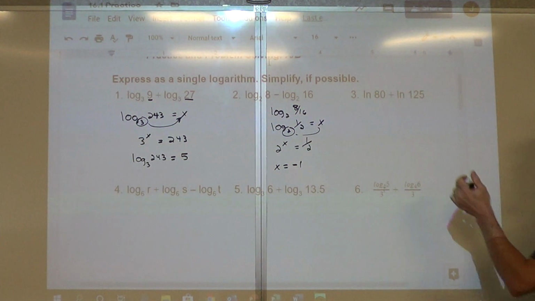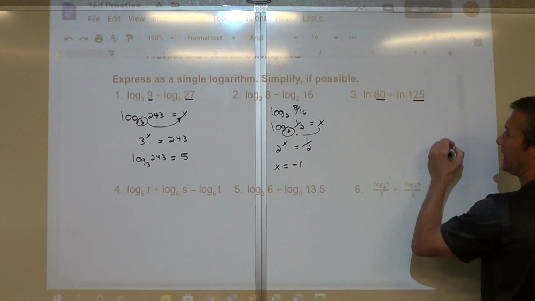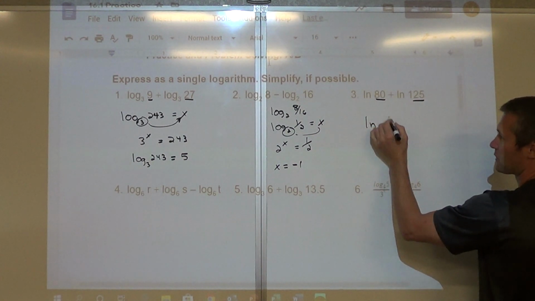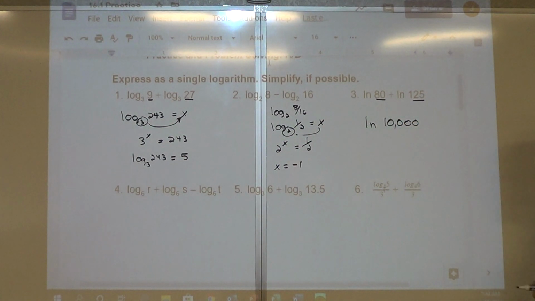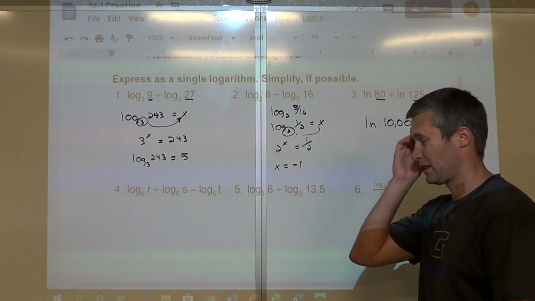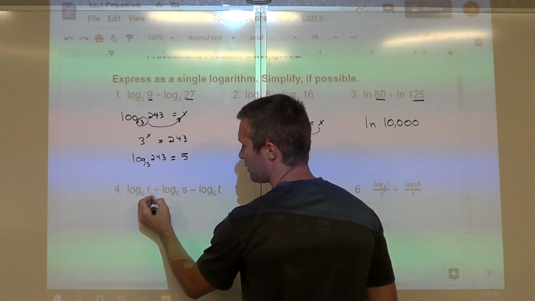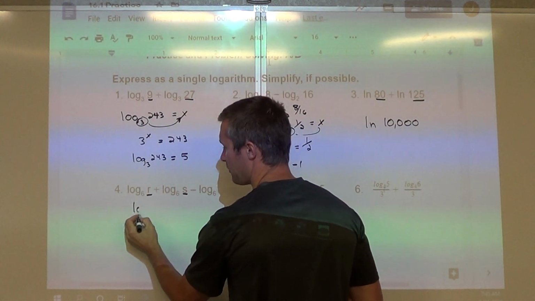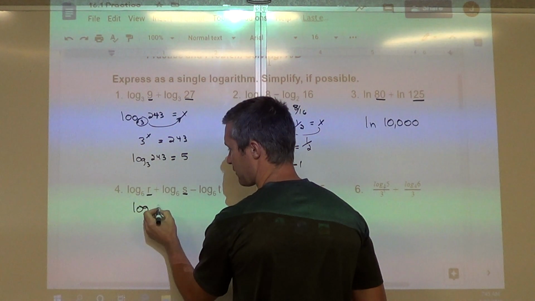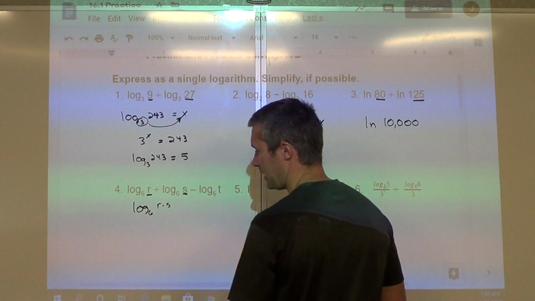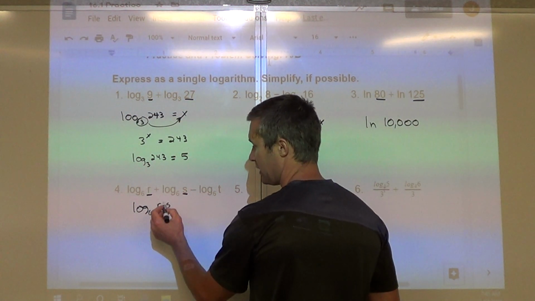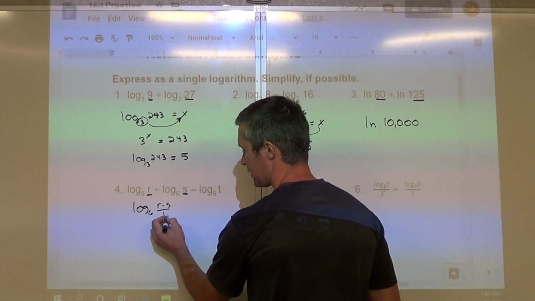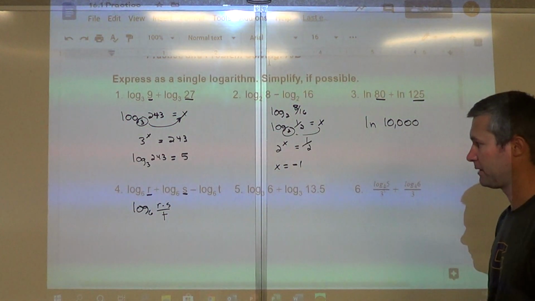Here we're just going ahead, it's addition, so we're just multiplying 80 times 125, so it would be natural log of 10,000, and we would leave it like that. There's nothing that you can do with natural log. That's the nice thing. For these two, we're adding them, so we multiply. So you'd say log base 6 of r times s. Then we're subtracting. Subtraction just means division. So divided by t is how we'd write it.